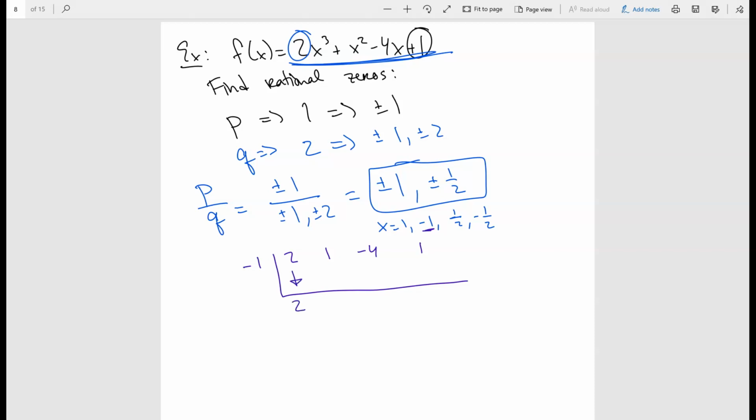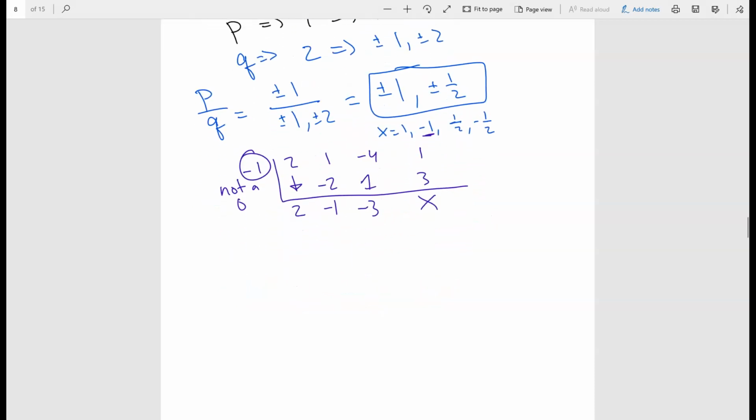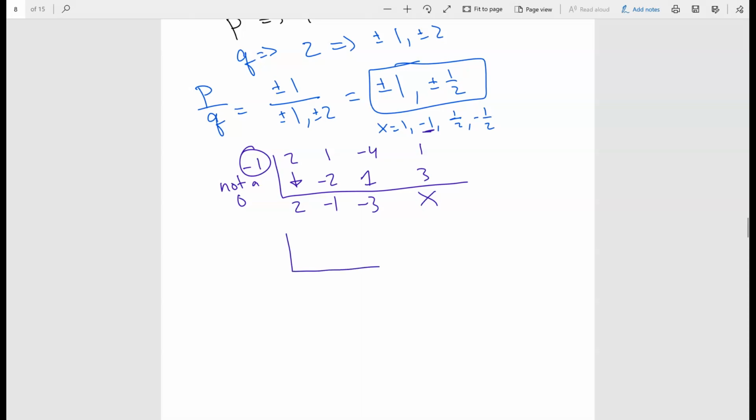I bring down the 2, multiply, you get negative 2. Then you get negative 1. That gives me a positive 1. This gives me a negative 3. Clearly, this is not going to give me a 0. So this guy is not a 0. Okay. Another way that you can do it is you can plug it back into the original and see if you get a 0. So you can keep going here and you can see how tedious this is going to be, especially if you have a whole bunch of different rational zeros.